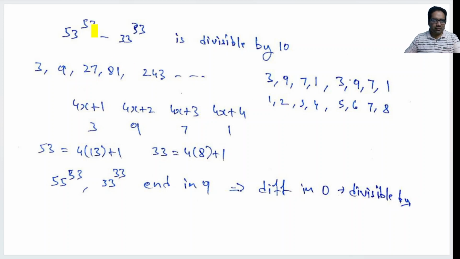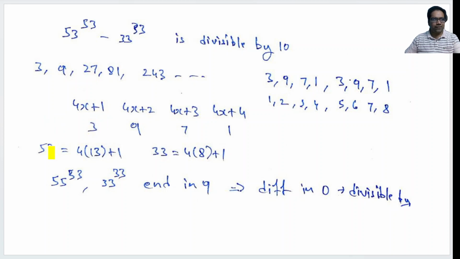Now, if you see 53, basically every exponent of the form 4x plus 1, 4x plus 2, 4x plus 3, 4x plus 4 follows this pattern: 1, 2, 3, 4 when x is 0, then 5, 6, 7, 8 when x equals 1, and so on. 3 power 4x plus 1 will end in 3, 3 power 4x plus 2 will end in 9, 3 power 4x plus 3 will end in 7, and 3 power 4x plus 4 will end in 1. Not just 3, any number which is ending in 3.